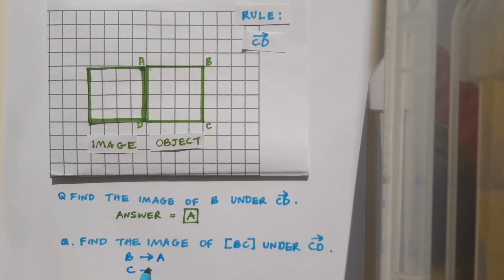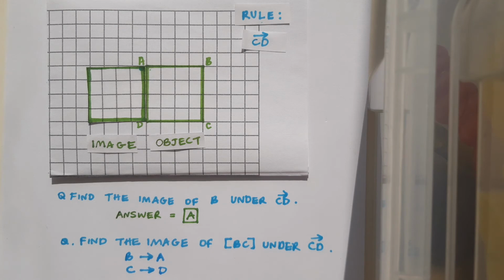And where did C move to? Well, this is actually part of the rule that we've been dealing with. So C, we know, even looking at the translation, moved to D. You can see that also in our diagram, C moved across to D. So I had my line segment BC, and it's ended up in the position AD.